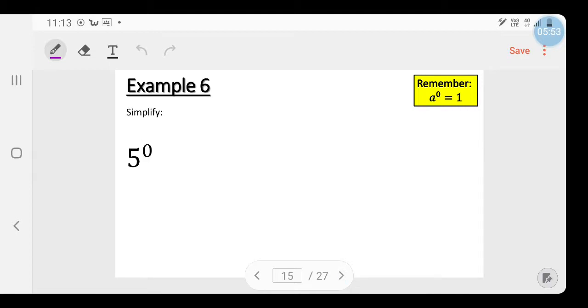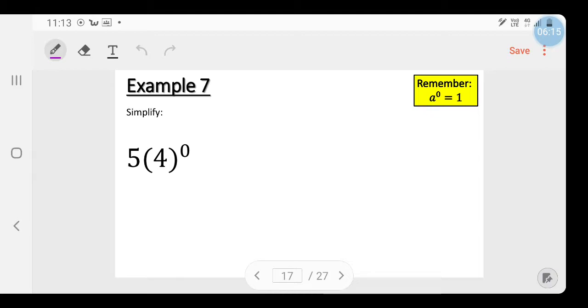What's going on here? No variables. Well, it doesn't matter. All the index laws that work with variables also work with numbers. Okay? That's because variables represent numbers. Okay, 5 to the power of 0, anything to the power of 0 equals 1. Easy.